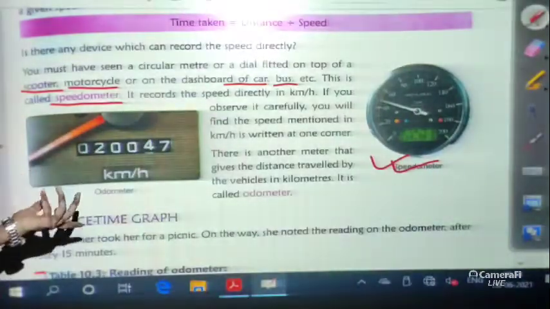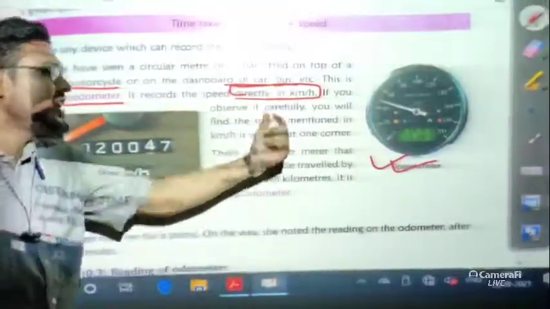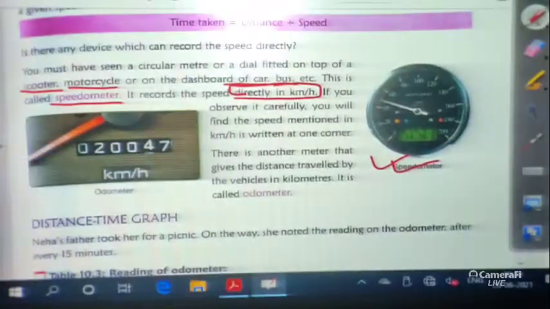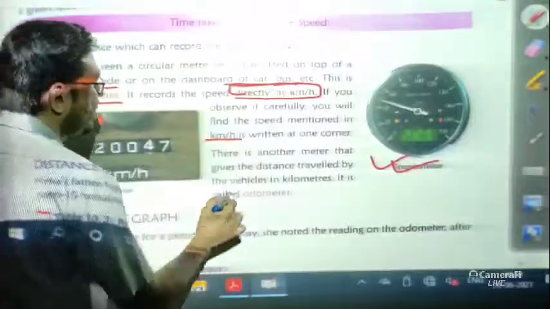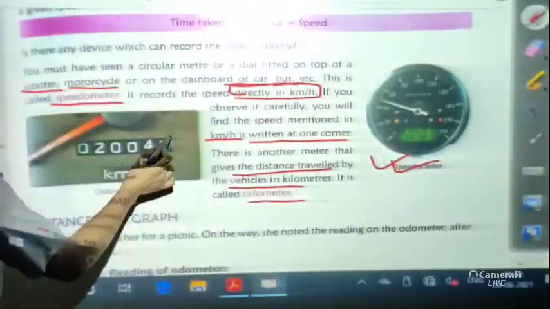Why is it called a speedometer? Because it can record the speed directly in kilometer per hour. Students, focus, it measures the speed in kilometer per hour, not in meter per second. As it measures the speed, that's why we call it a speedometer. If you observe it carefully, you will find the speed in kilometer per hour written in one corner. There is another meter that gives the distance traveled by the vehicle in kilometer. It is called an odometer.